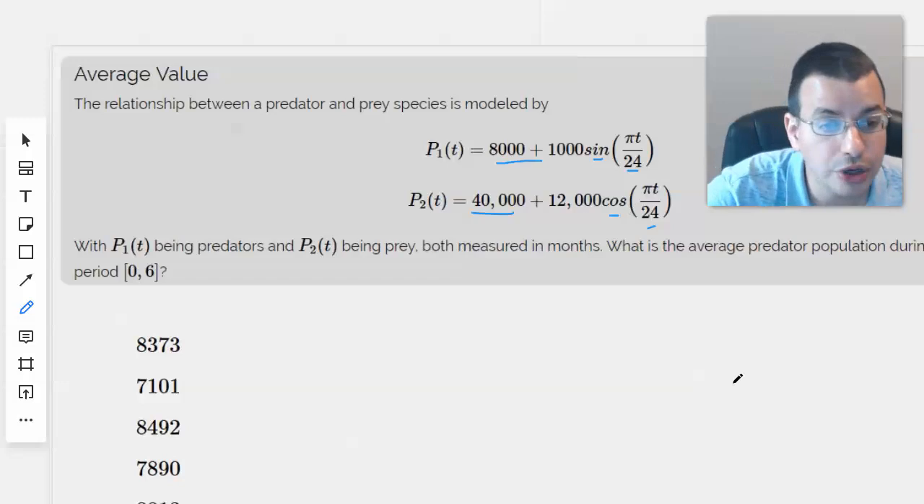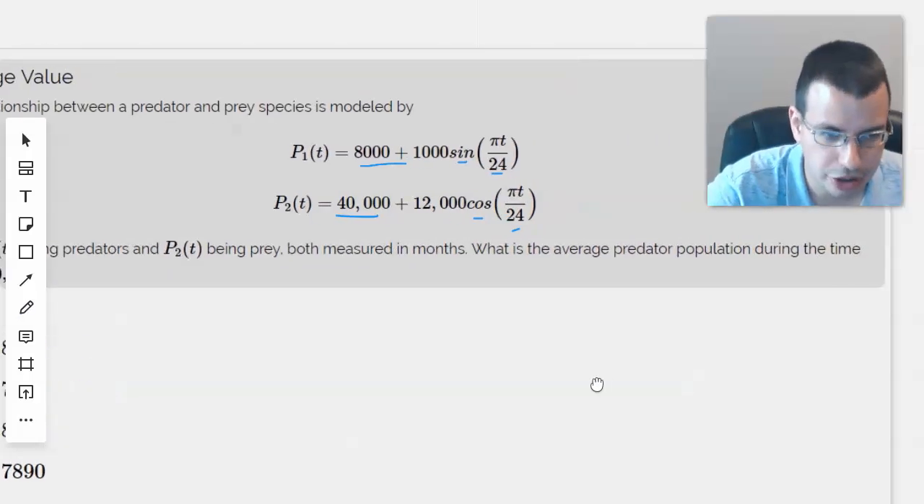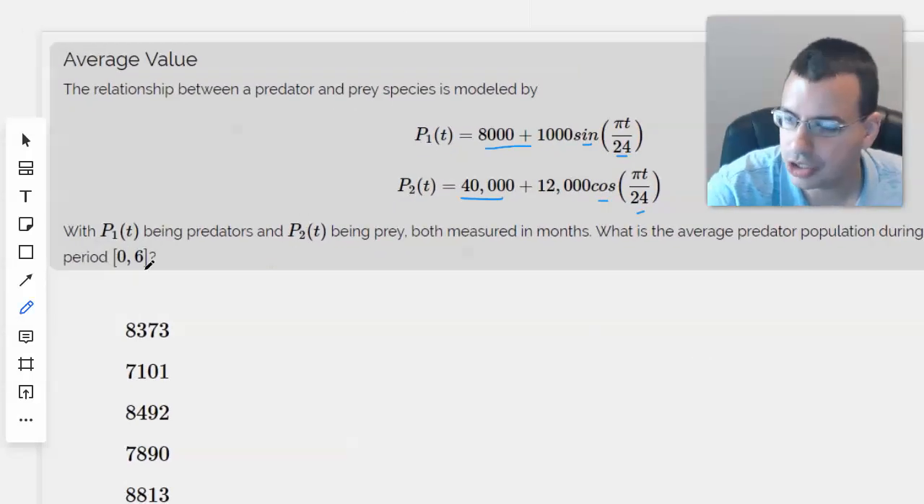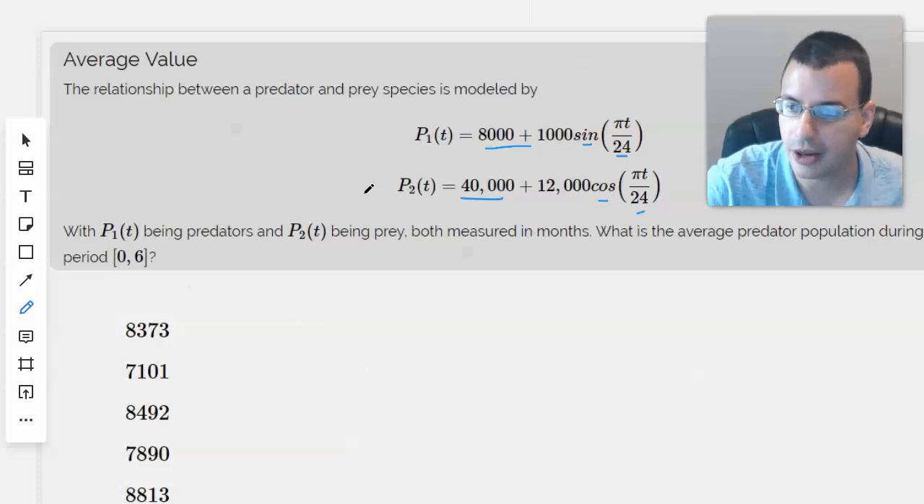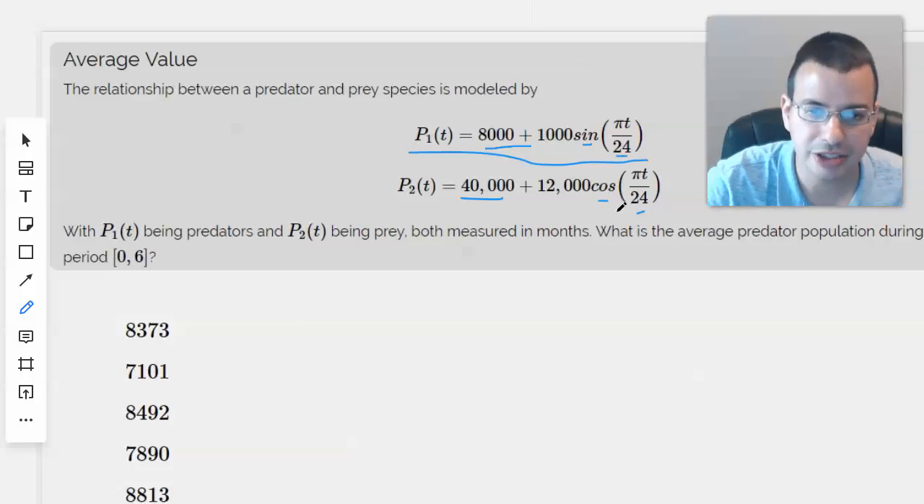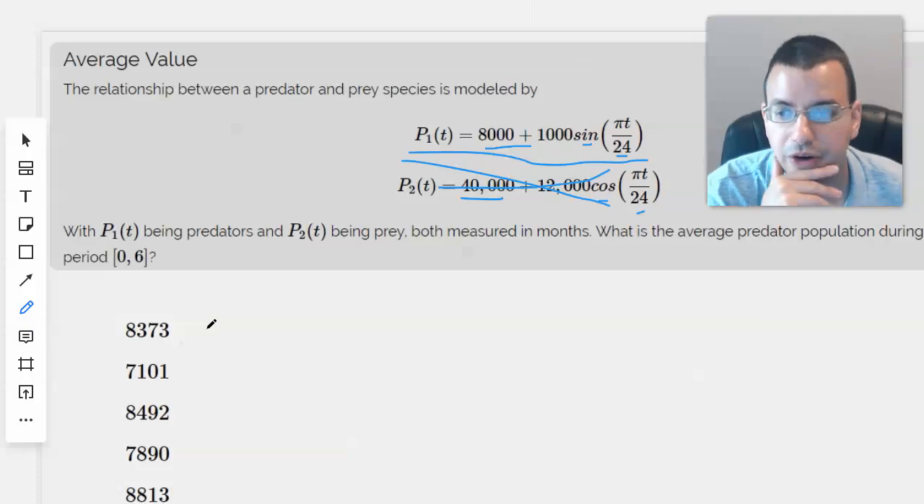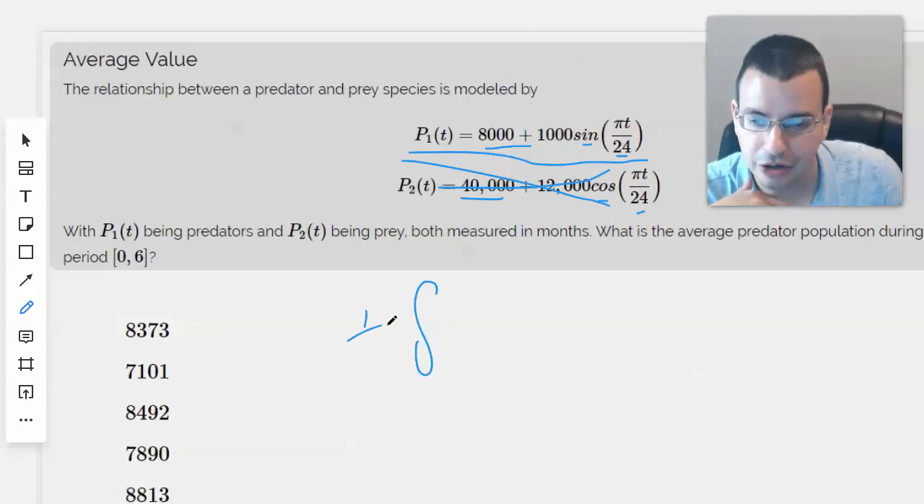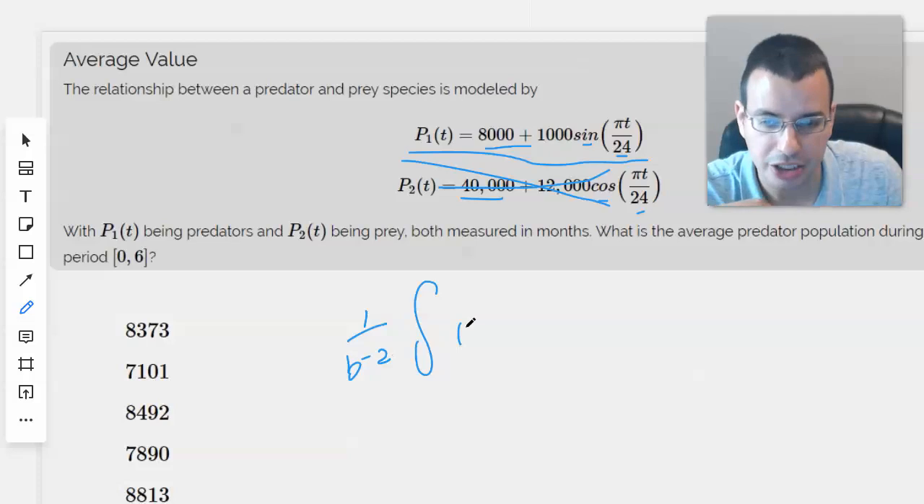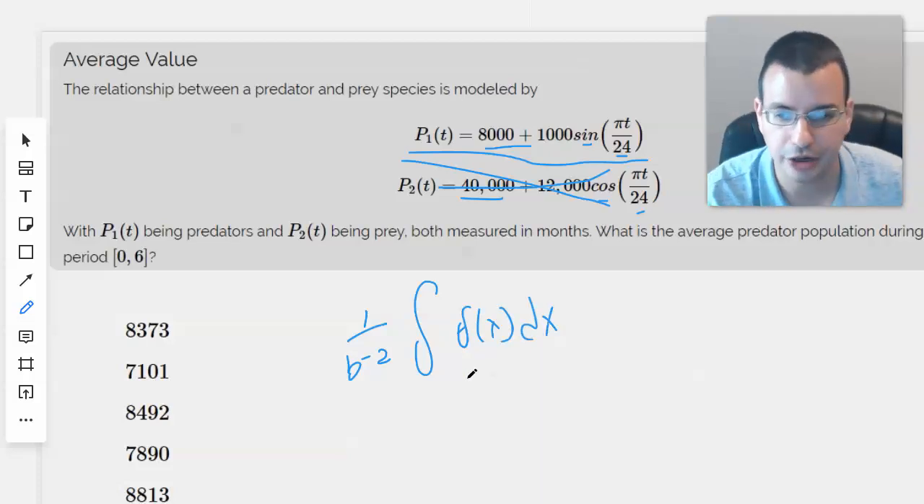Interesting. What is the average predator population during the period 0 to 6, i.e. the first 6 months? Okay, so all we're concerned about is this, not that, and we want to find the average value. So average value, you find the area under the curve, squish it into a box, and go from there. So this is our standard equation for area under the curve.